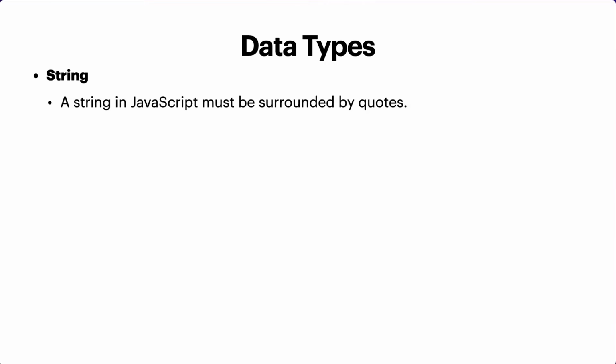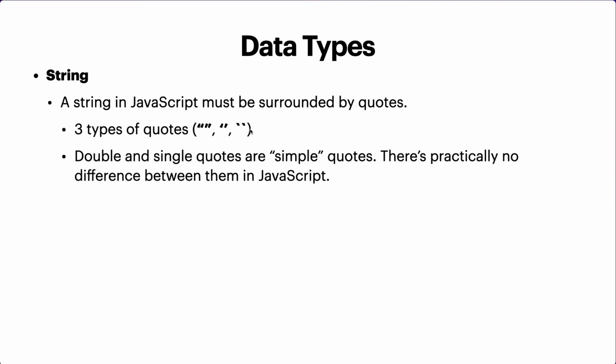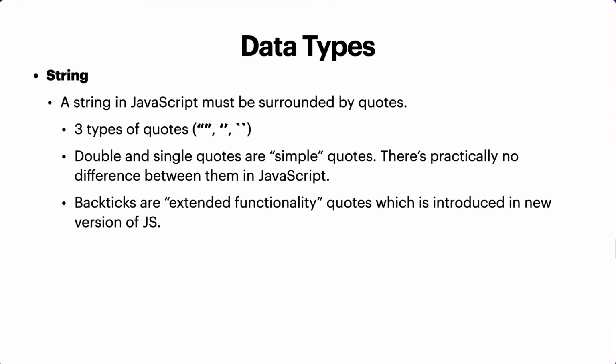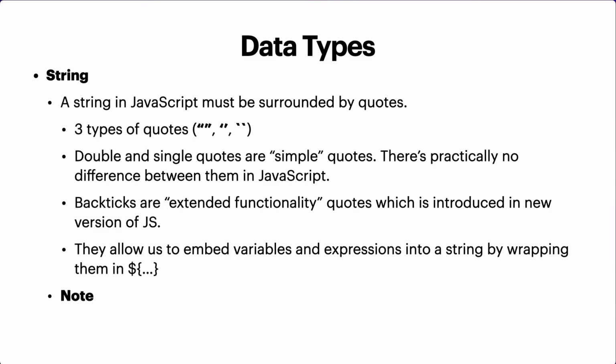Let's talk about the string data type. A string in JavaScript must be surrounded by quotes. We have already seen that. We have 3 types of quotes: double quotes, single quotes, and what we call backticks. Double and single quotes are simple quotes. There's practically no difference between them in JavaScript, so they're quite similar. Backticks are extended functionality that has been added in newer versions of JavaScript, and they allow us to embed variables and expressions into a string by wrapping them in this expression.